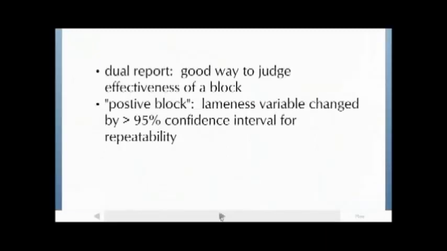The dual report is also a good way to judge the effectiveness of a block, with the before block trial on the left and the after block trial on the right of the dual report. When the lameness variable changes by the equivalent of its 95% confidence interval for repeatability, this is considered a significant change, or a positive block.